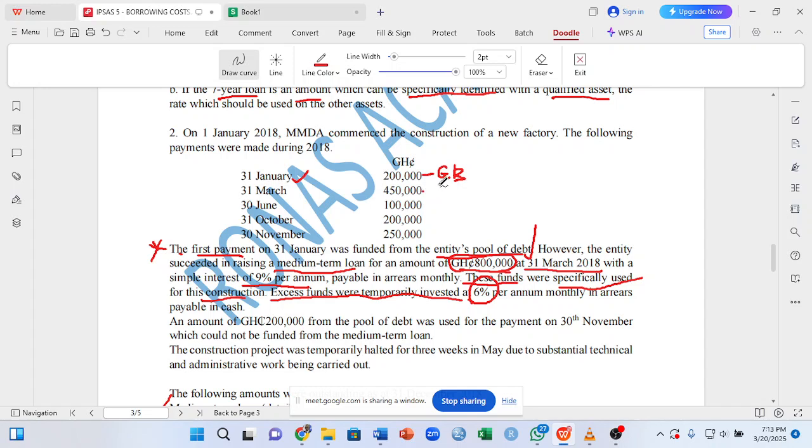Yeah, so over here, if you want to get the surplus fund, how much will be the surplus fund at this date? The surplus fund is going to be 350,000. How did you get 350,000? Less 450,000 from the 800,000. So you picked the total, which was 800,000, then less the 450,000. That's what gave us 350,000, right?